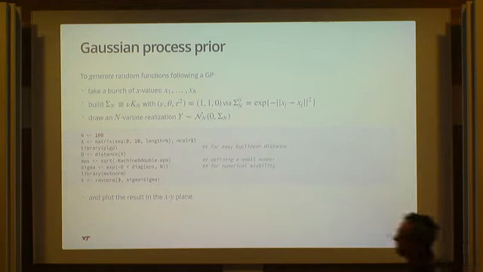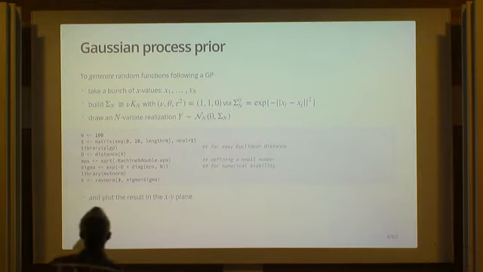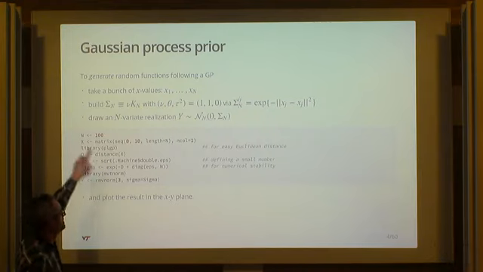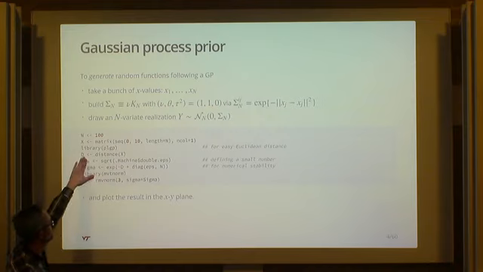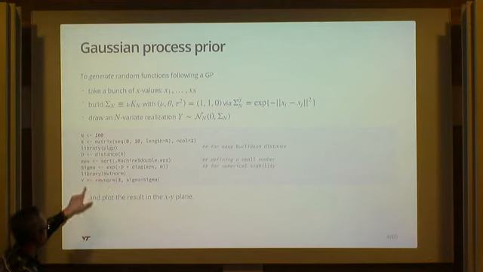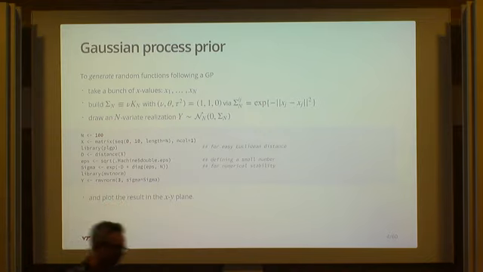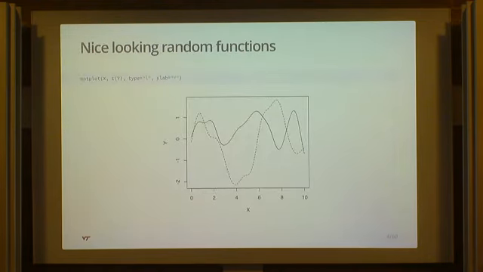So here's a little setup where I just take 100 x locations evenly spaced between 0 and 10, and I calculate their pairwise distances and then do e to the minus distance, and then I draw 3 n-vectors from a multivariate normal with that covariance matrix. And I can plot those 3 n-vectors as curves. So these are samples from a Gaussian process prior. It's a function generating scheme.